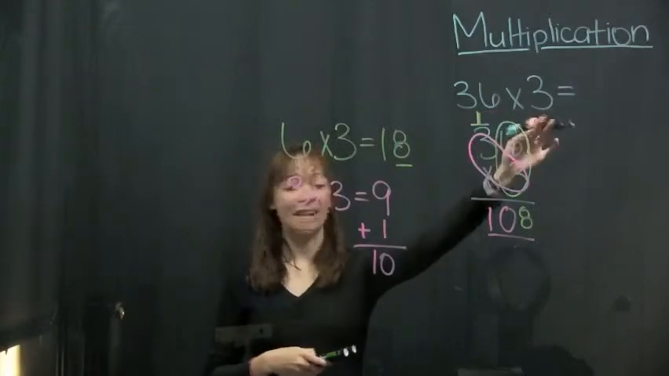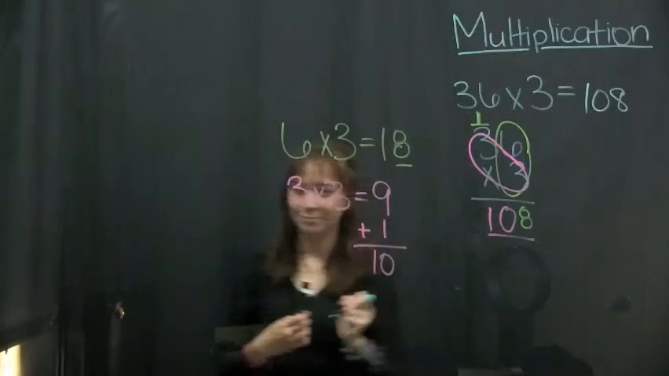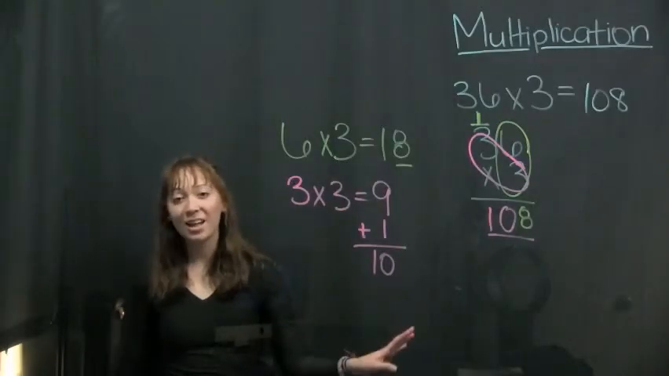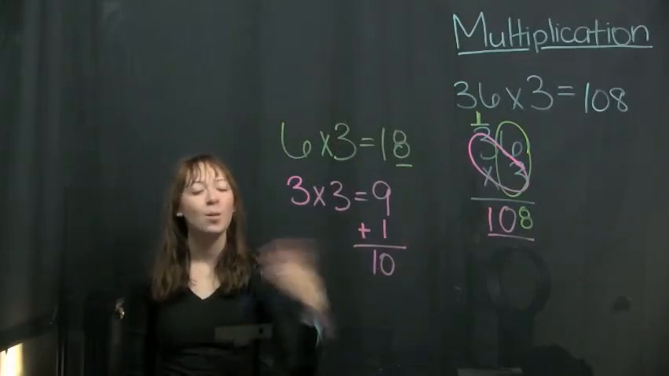So 36 times 3 is going to equal 108. I know. So that's all we're going to cover for multiplication today, and I hope that helps you understand how to multiply single digits by double digits.